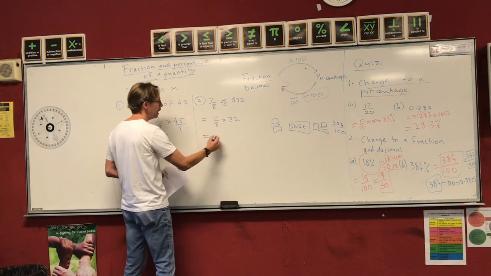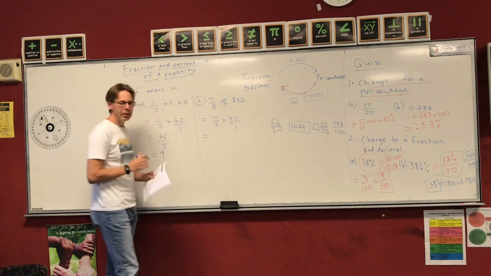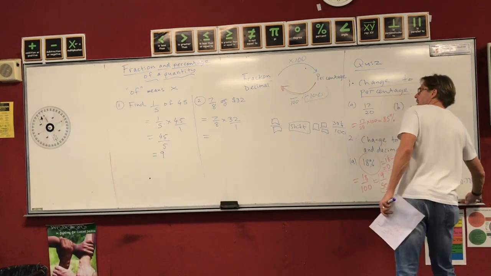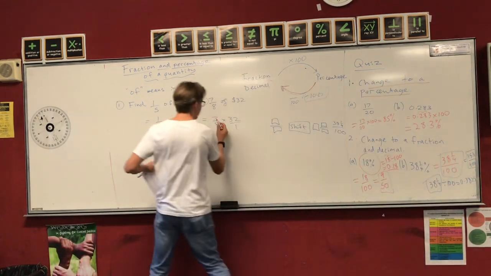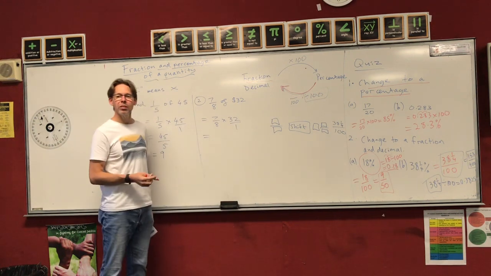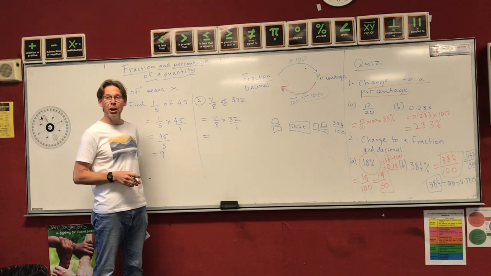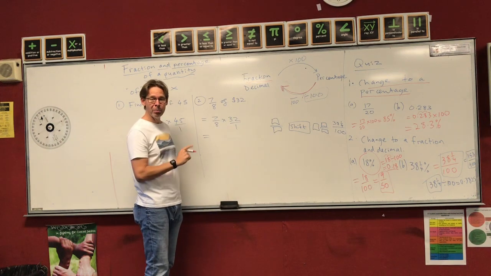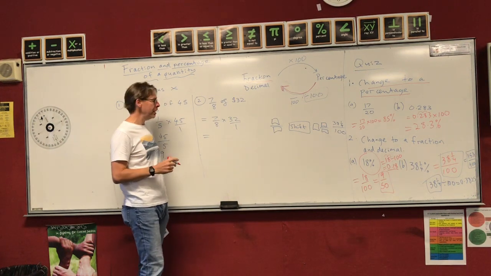Right, that's what we're going to work out. I'm going to write that as 32 over 1. Now, do you know what 7 times 32 is? Okay, off the top of your head, probably no. You can put the whole thing into your calculator now if you want to get the answer, but I'm going to show you how to do it without the calculator.